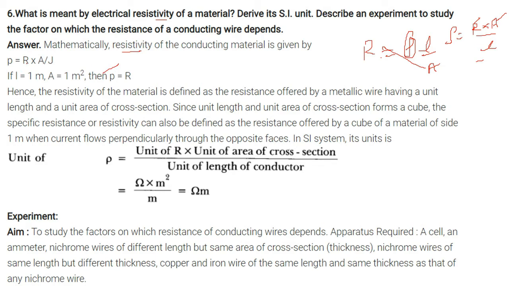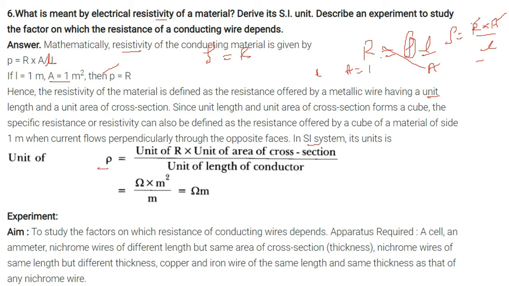Here, if L is equal to 1 meter and area is 1 meter square, then resistivity becomes equal to the resistance. So the resistivity of a material is defined as the resistance offered by a metallic wire having unit length and unit area of cross section. So area is also 1 meter square. Since the unit length and unit area of cross section form a cube, the specific resistance or resistivity we can define as the resistance offered by a cube of material of side 1 meter when current flows perpendicularly through the opposite faces.